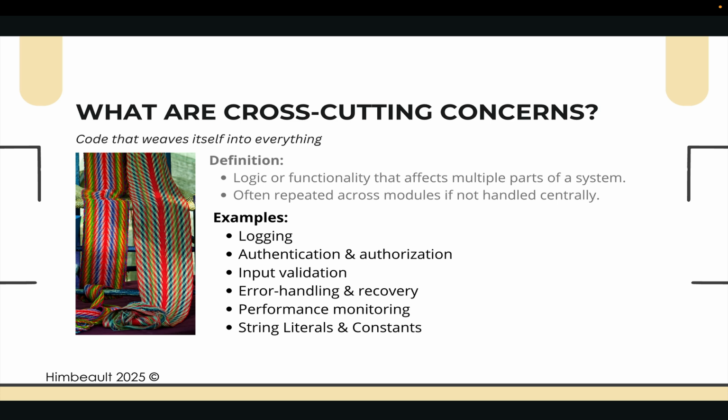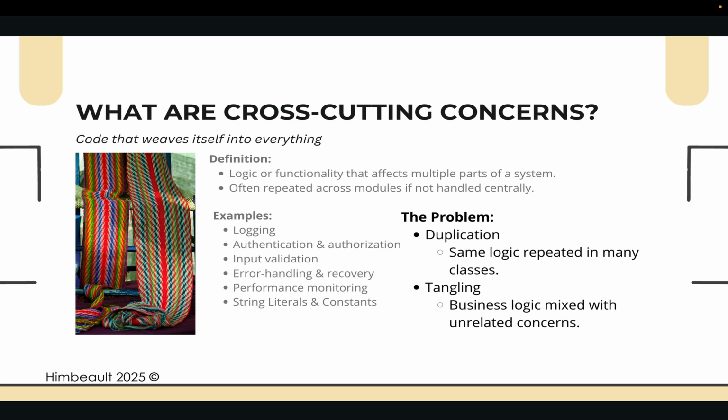Some examples of this include logging, as I said, and authentication and authorization. So role-based security, making sure that an appropriately permissible user is logged in and can access certain pages. Sometimes we need role-based security on multiple pages. Input validation, as I said, error handling and recovery. The recovery situation may be similar for a lot of pages, even if the error messages are different. Performance monitoring, and string literals and constants. And of course, string literals and constants is a huge one and one that I see all the time in these projects.